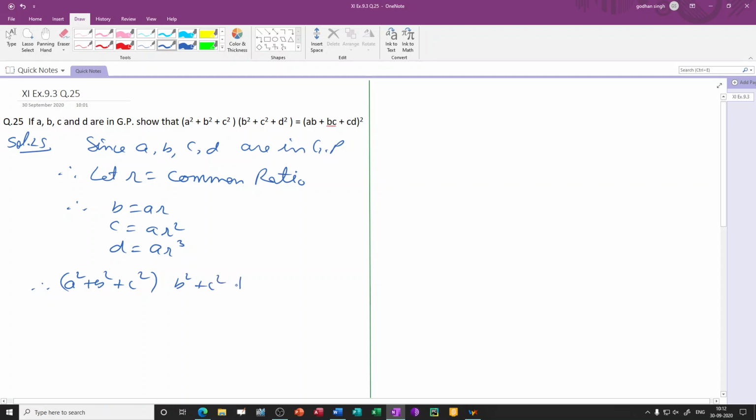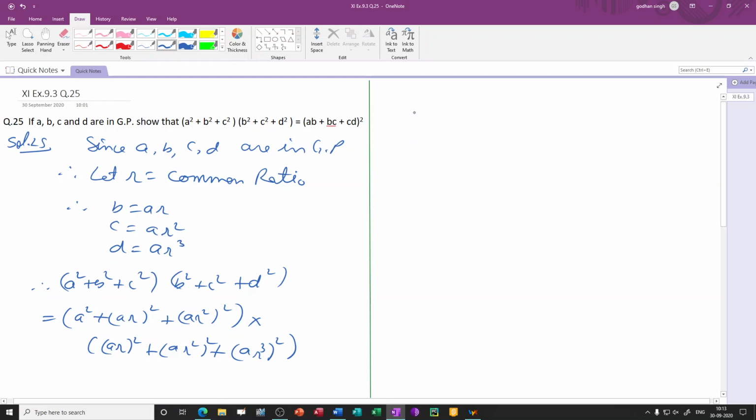B square plus C square plus D square is equal to A square as it is plus B is AR, so AR whole square plus C is AR square, so AR square whole square, multiplied by, again putting the value of B, AR whole square plus AR square whole square, and D is AR cube, so AR cube whole square.